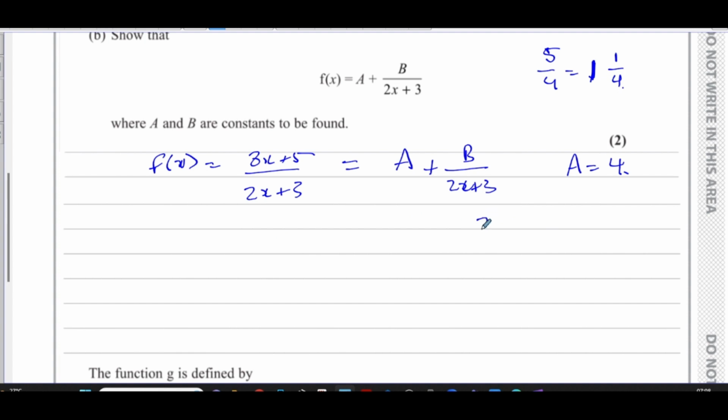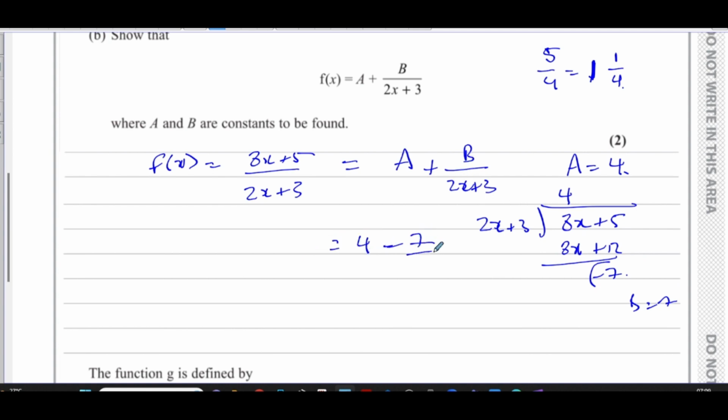If you use long division, you just do 2x plus 3 into 8x plus 5. 2x goes into 8x 4 times, as I mentioned. 4 times 2x is 8x. 4 times 3 is 12. When you subtract them, you have 5 minus 12, which is negative 7. So you know that b, that's the remainder. Okay, so you're going to end up with b equals negative 7. That's the remainder there. So this is going to become 4 minus 7 over 2x plus 3. That is the function f of x. Okay, simple as that, right?